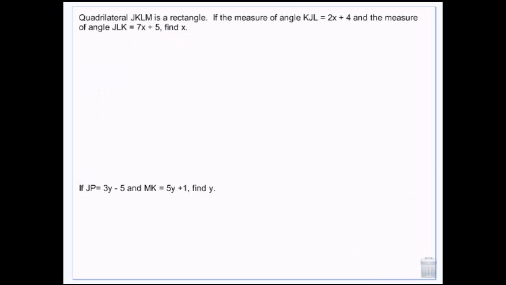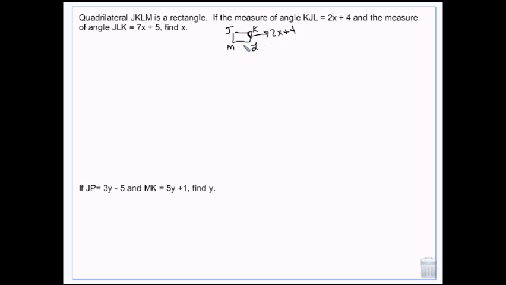Okay. All right, we have quadrilateral JKLM is a rectangle. If angle JKL, so that's this angle right here, is 2x plus 4, and JLK is 7x plus 5. We need to find x.